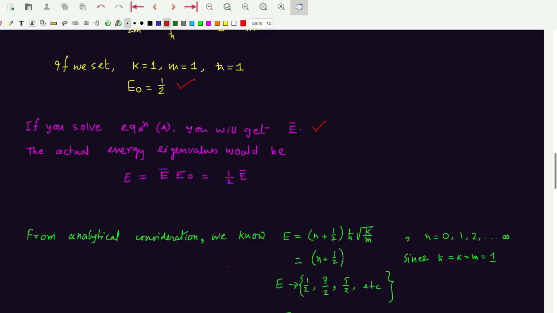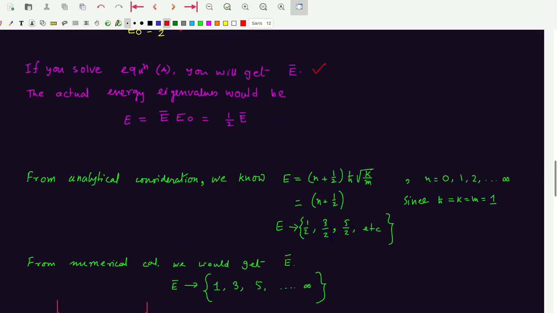From analytical consideration, we know energy eigenvalues are n plus half multiplied by h bar root of k by m, where n is 0, 1, 2, up to infinity. That means if h bar is 1, k is 1 and m is 1, the eigenvalues are n plus half.